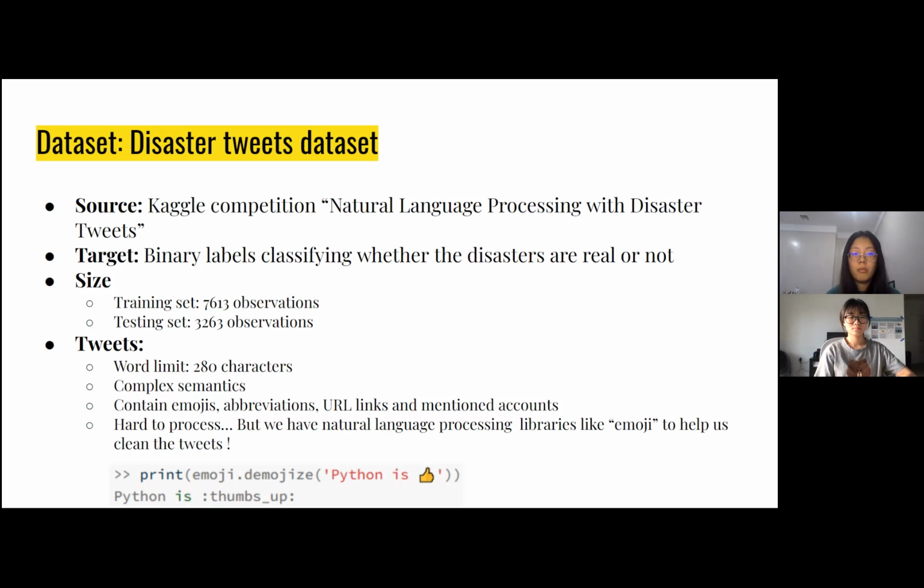Before the modeling part, we have to see what these tweets are. Tweets have a limit of 280 characters. They have complex semantics, and they may contain a lot of emojis, abbreviations, URL links, and mentioned accounts. These features make tweets hard to process, but thanks to the natural language processing libraries in Python, such as emoji, these libraries help us to clean the tweets. For example, in this screenshot, we can see that the library emoji helps us to decode the thumbs up emoji into the English words thumbs up.